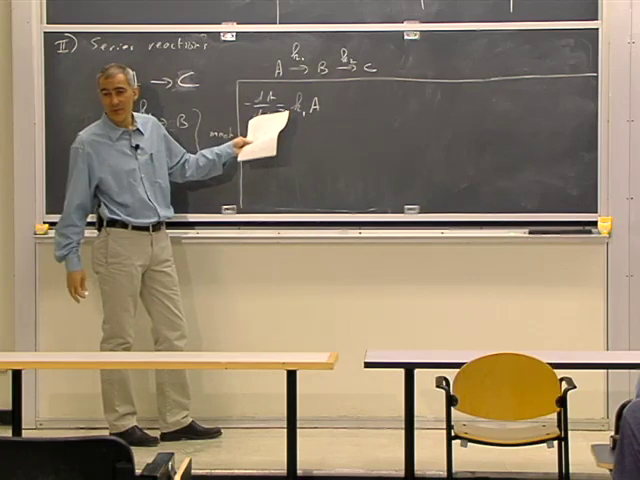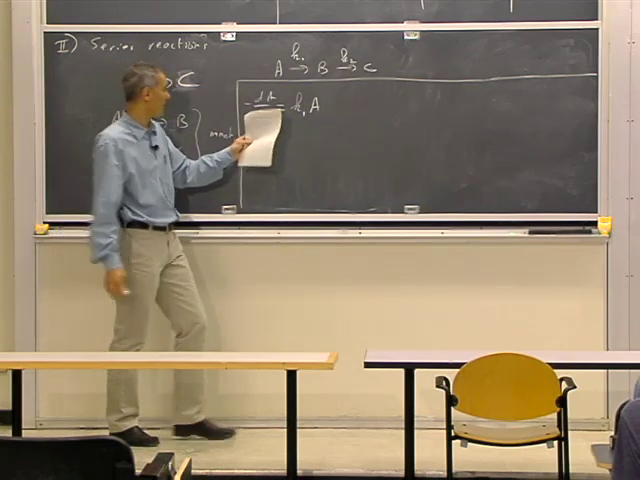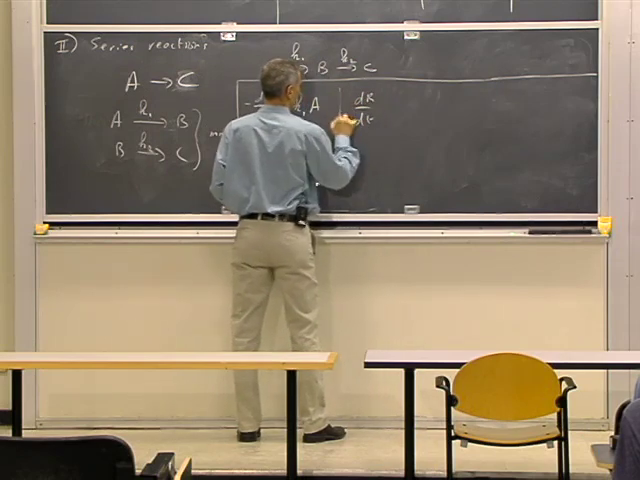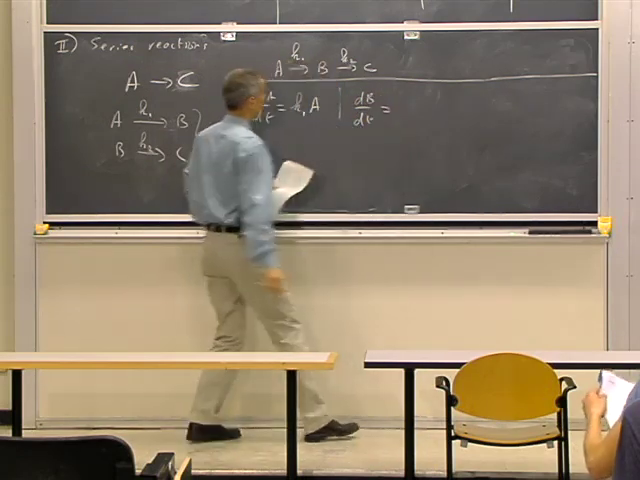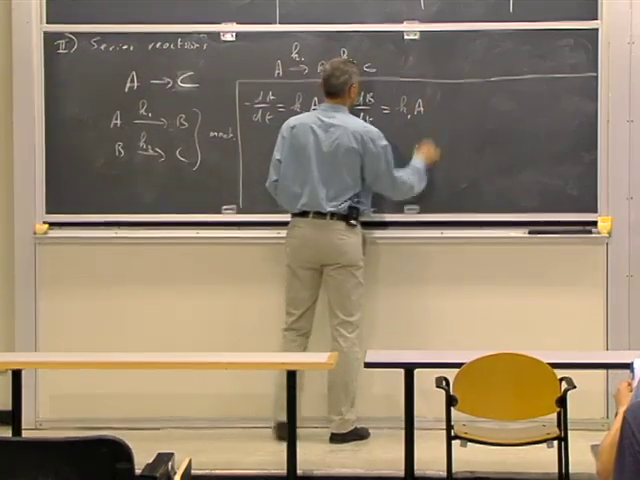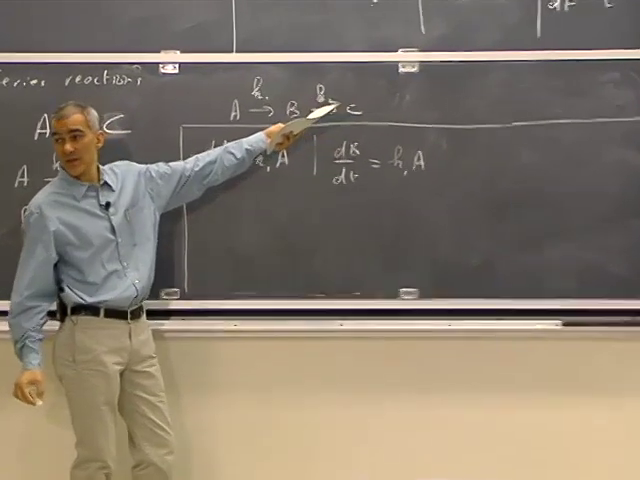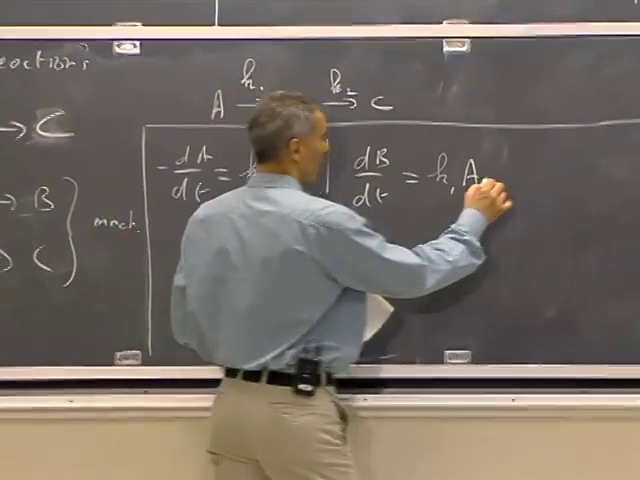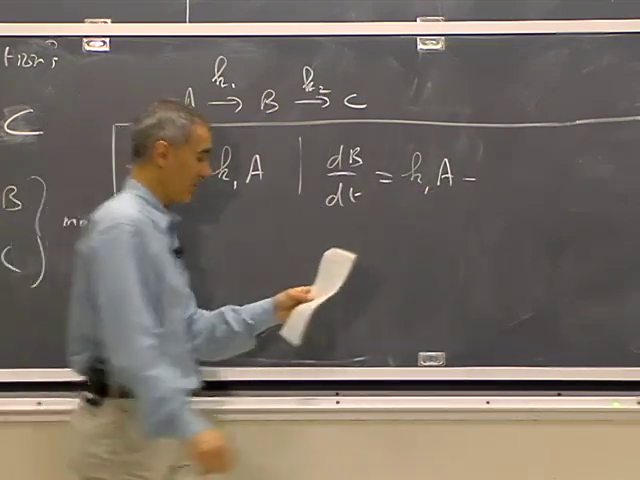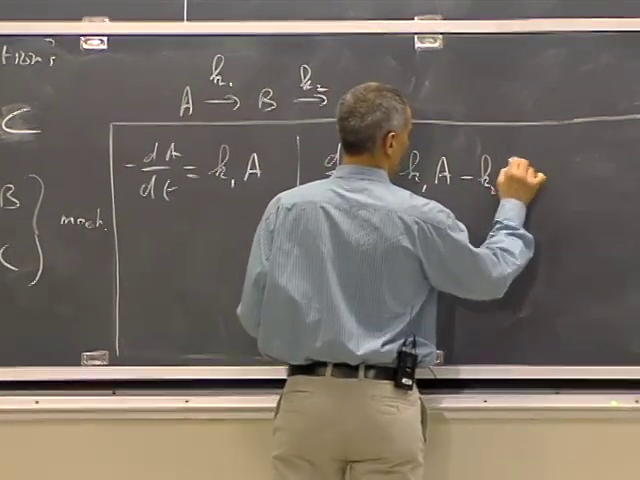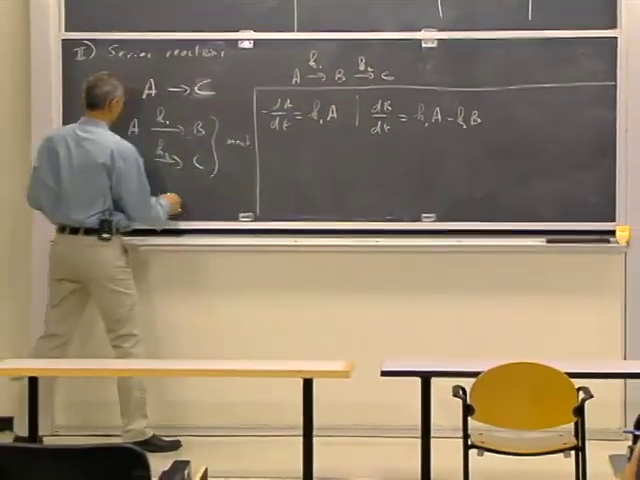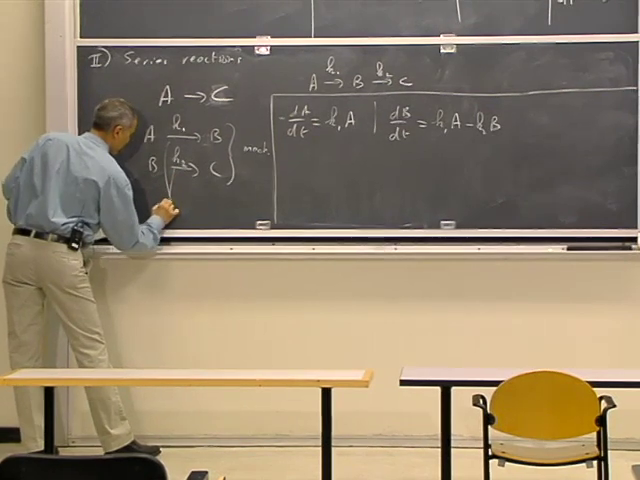We know the answer is going to be exponential in A. For B, dB/dt is equal to, well, it can be formed by first order in A, so that's K1 times A, but it also gets destroyed by forming C. So we've got to get all the paths out of B here on the right side of this equation. So it can be destroyed in a process which is first order in B. So we're going to take both K1 and K2 to be first order.